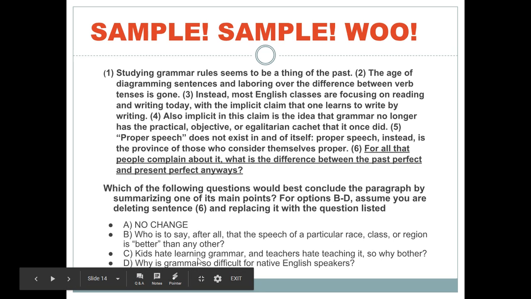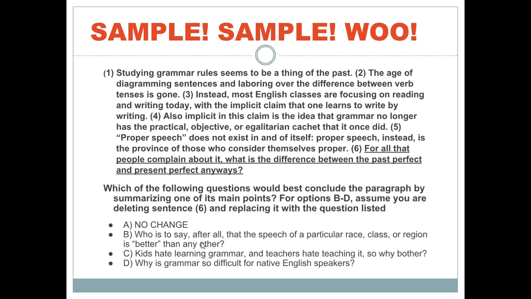C, kids hate learning grammar and teachers hate... No, this passage didn't talk about that at all. That's wrong. And D, why is it so difficult for native English speakers? We didn't talk about it at all. So C and D are just clearly wrong. A is also too specific, and B is the best of the options given. It's not perfect. We could probably think of a better way to summarize this, but it's the best of the options listed. So B is the right answer.